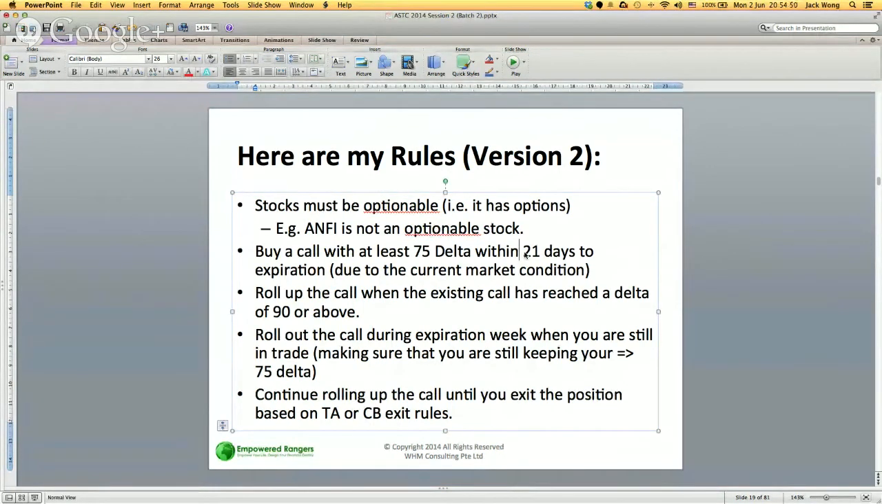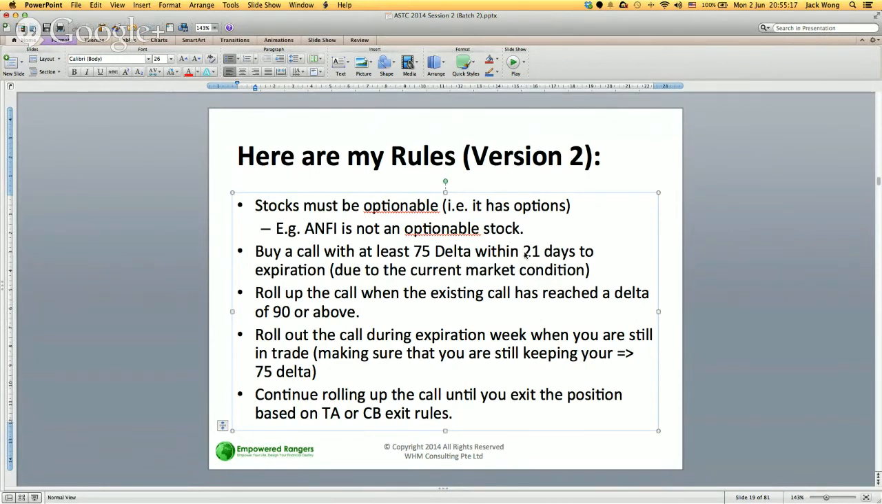Just to make sure the batch 1 students understand, I'm not giving different information. I've told them to use 30 days to 60 days. And I've also told them to use 80 delta. Okay, for batch 2, I'm telling you now 75 delta, 21 days. The reason is it still works very nicely in the current market condition. When there are any substantial changes to the rule, I will let everyone know.